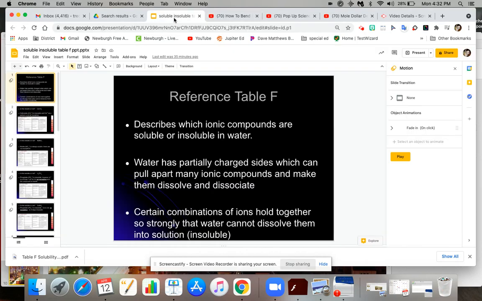Okay, so we talked about water being partially charged, right? And this idea that gives it some power, right? We can bend it, but we're going to talk about water's power to help things dissolve. Okay, so let's get started.